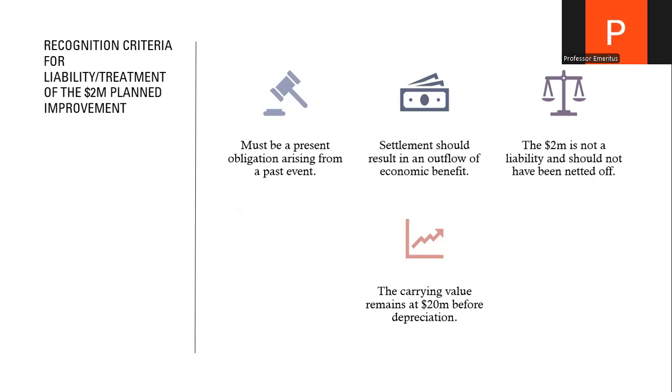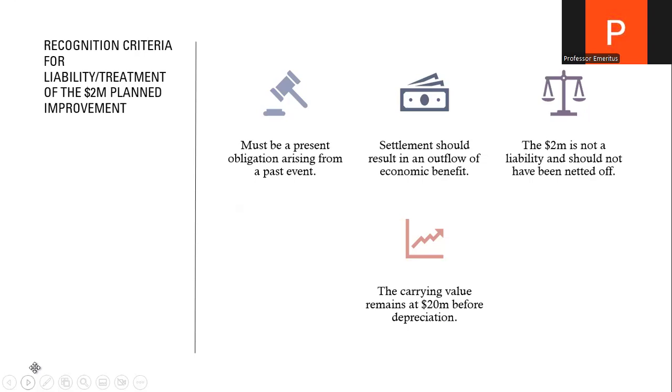It lies solely within the prerogative of the management of Leria company whether they want to carry out that renovation or not. Therefore, they can even change their mind as a result. The 2 million should not be taken off the carrying value of the asset, but should be added back. Therefore, the carrying value of the asset for the current financial year should remain at 20 million.